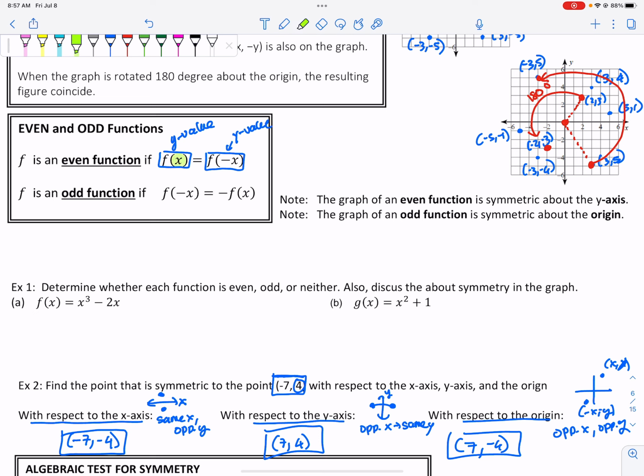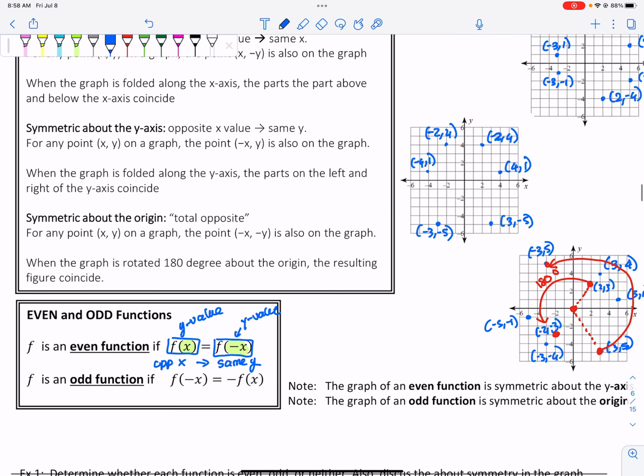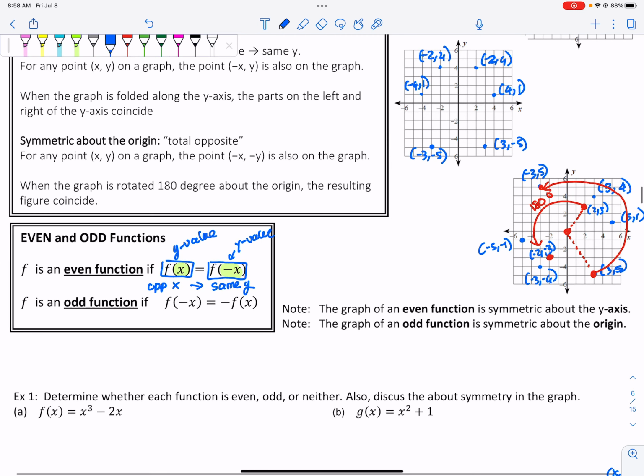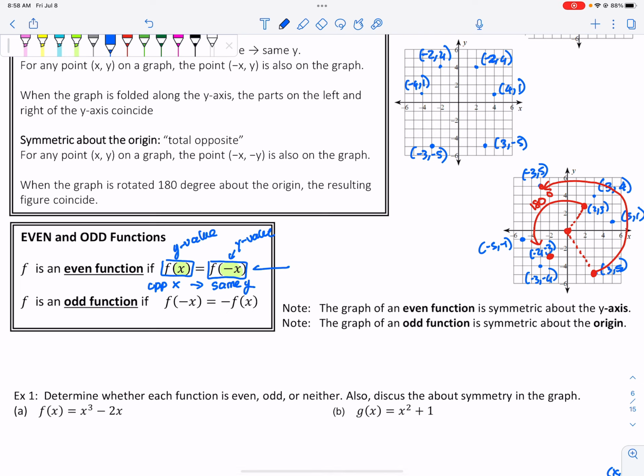And the input for the left side is positive x. The input for the right side is negative x. So notice that opposite x values result in the same y. This looks similar to having symmetry about the y-axis: opposite x, same y value. So when we have a function that is even, the graph of the function is also symmetric about the y-axis.